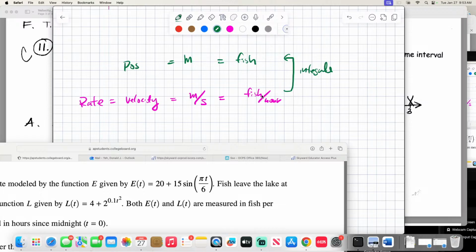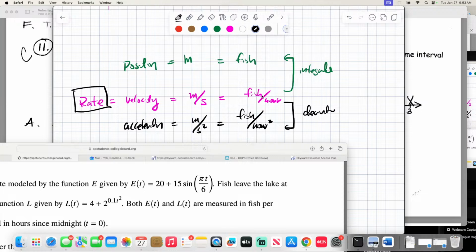Let me say this is a position. Yeah, they are equivalent. Okay. Now I want you to look at this. I can take a derivative, right? What would it be if I take the derivative of fish per hour? Fish per hour squared, good. Because this one's meter per second squared. And this is acceleration.